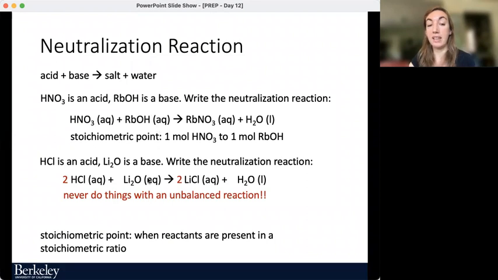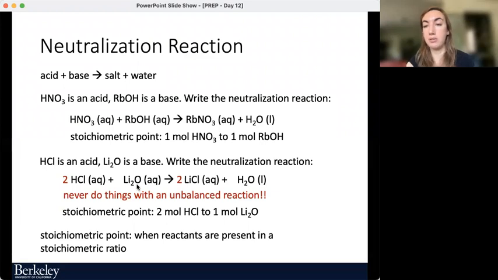In this case, I have a 2 in front of my HCl. So my stoichiometric point will be when I have 2 moles of HCl for every 1 mole of Li2O. Does anyone have any questions on what the stoichiometric point means? It's just when our acid and our base are present in a stoichiometric ratio.